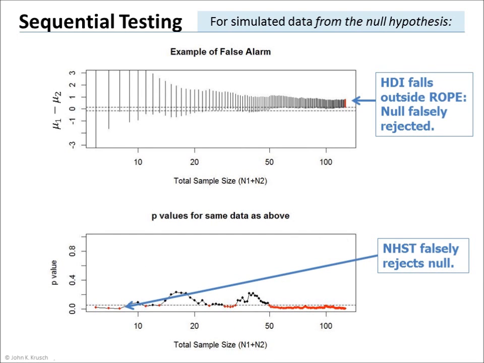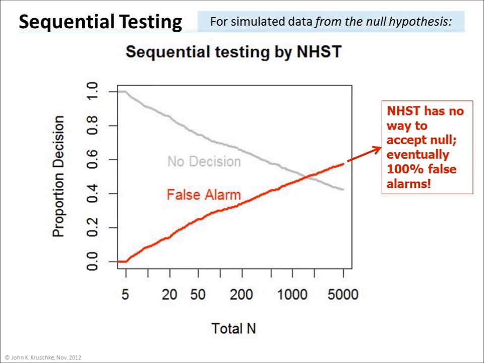The Bayesian decision procedure can also produce false alarms, of course. The upper panel shows a sequence of randomly generated data from the null hypothesis, such that eventually the HDI falls outside the ROPE, and the null is falsely rejected. The lower panel shows the same data analyzed by NHST, which also falsely rejects the null, but much earlier in the sequence. In fact, NHST will eventually reject the null under sequential testing, even when the data come from the null hypothesis.